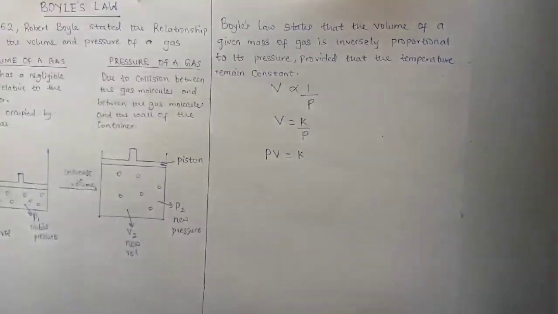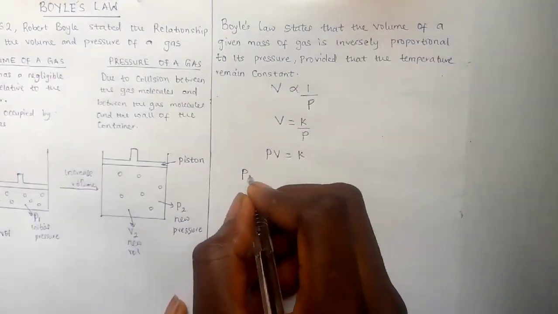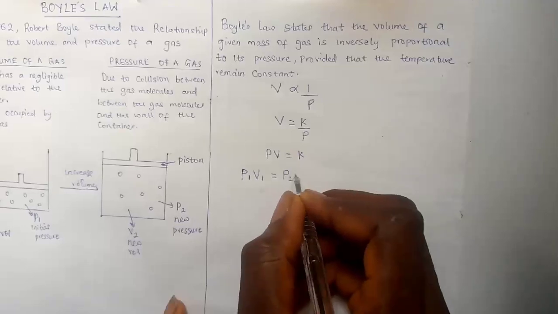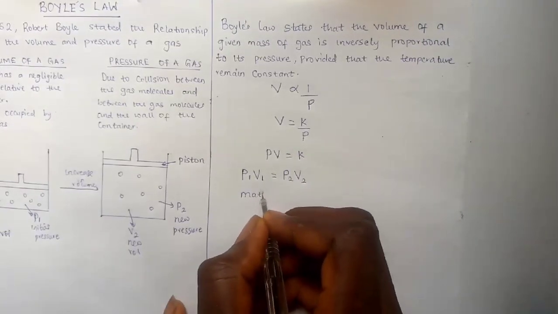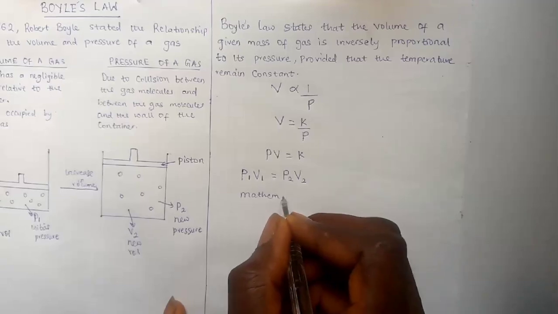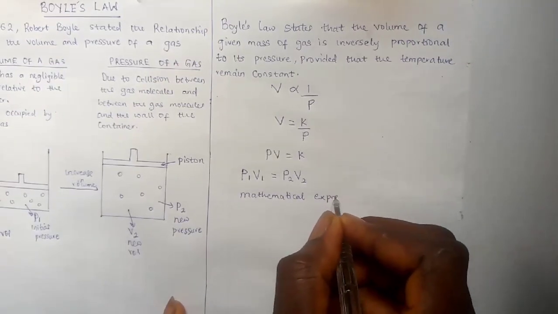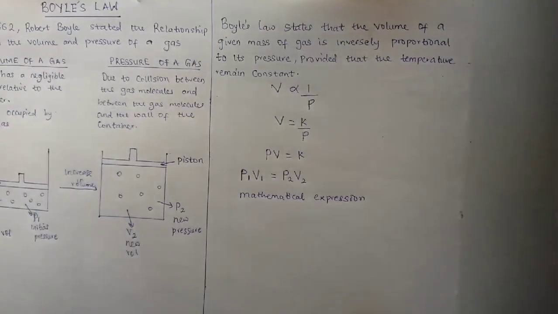Now, since we had initial volume and initial pressure changing to a new pressure and new volume, we can now have that P1 V1 equals P2 V2. So this is the mathematical expression for Boyle's law.